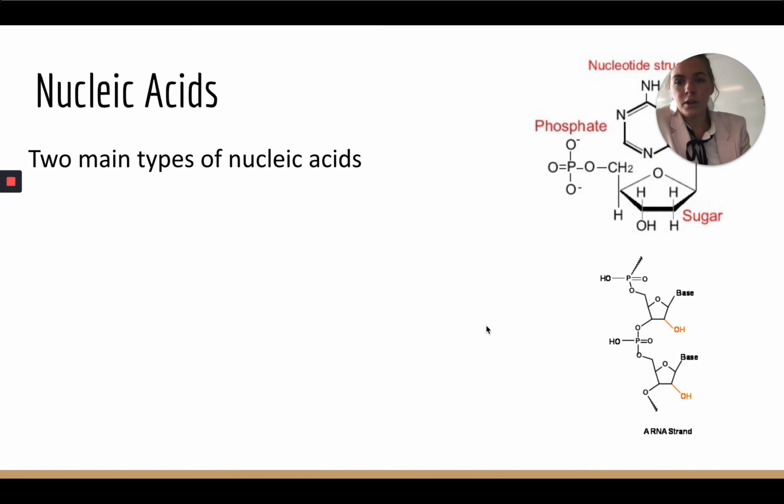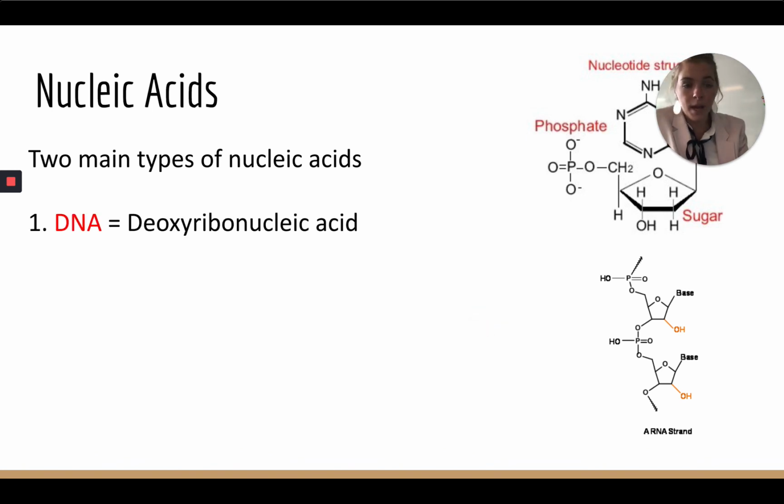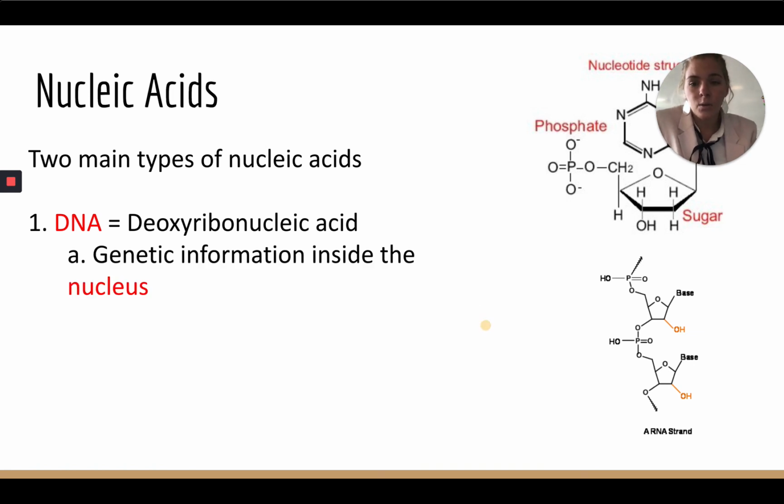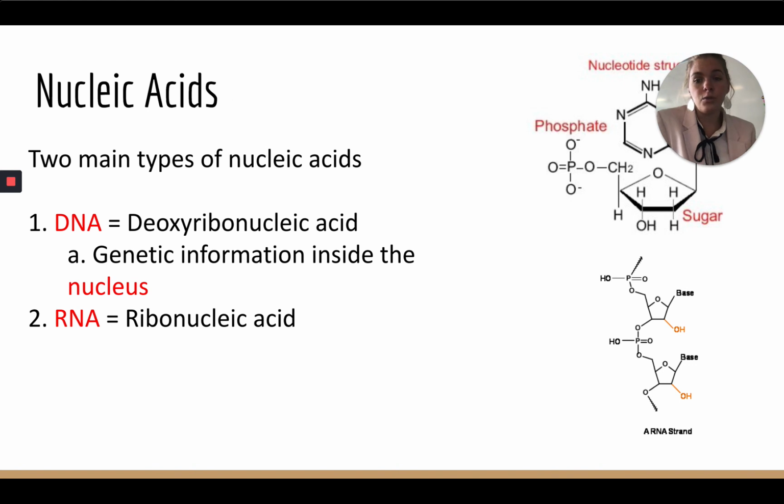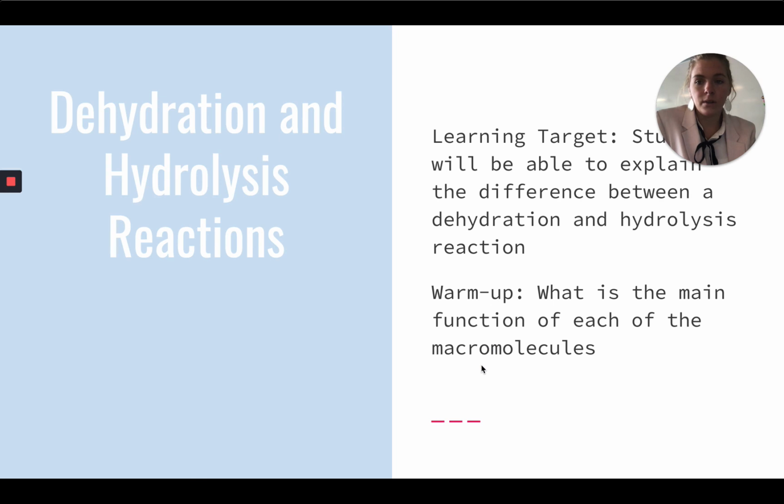Like I said before, there are two main types of nucleic acid. There's DNA, which stands for deoxyribonucleic acid, which you have in your cells, and then also RNA, which you also have in your body. It's just not your usable type of DNA. So DNA is, of course, your genetic information. RNA helps with protein synthesis, which we will talk about in further units.